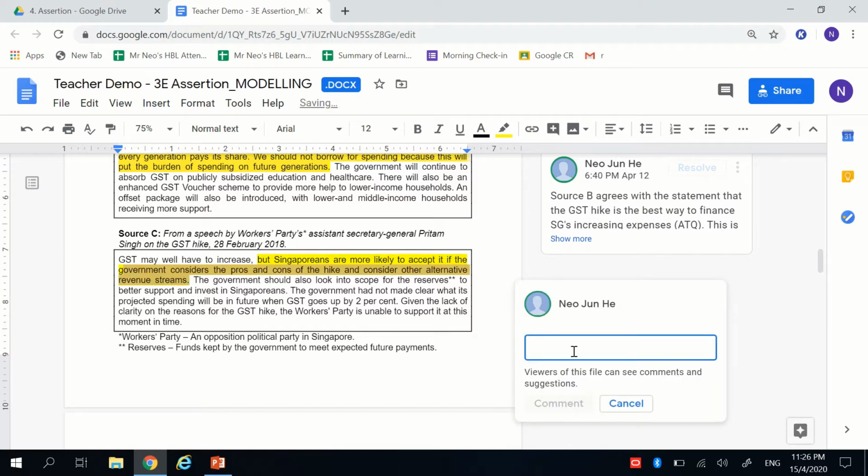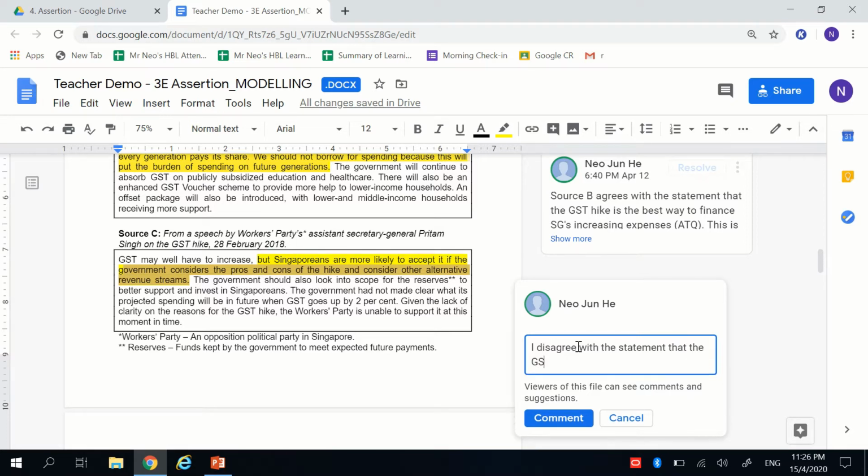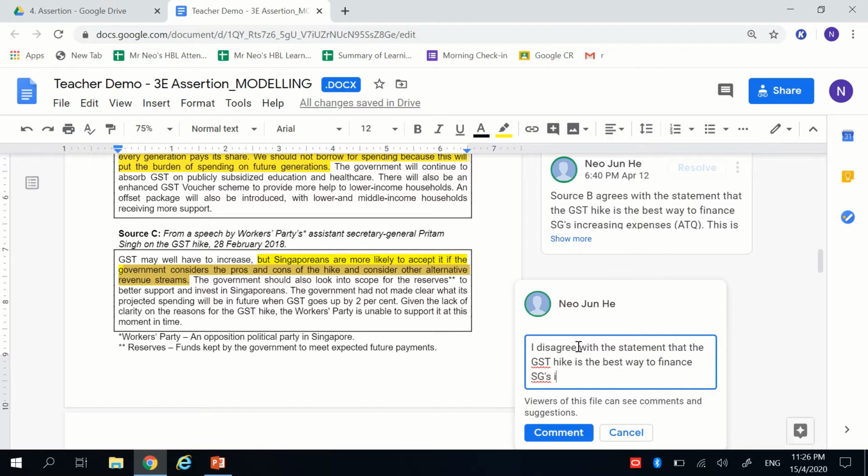Given this conclusion, let me try to ATQ over here. Do you agree with the given statement? I will disagree. I disagree with the statement that the GST hike is the best way to finance Singapore's increasing expenses. This is your ATQ over here. You have answered the question.